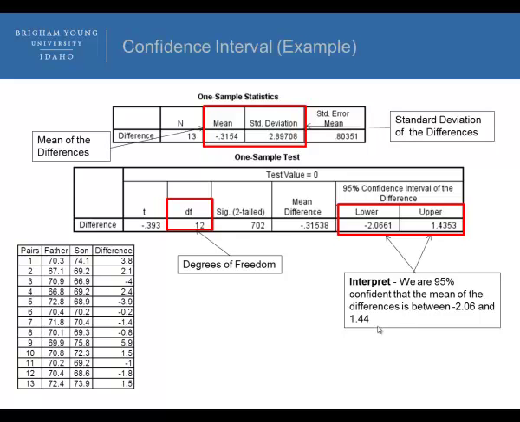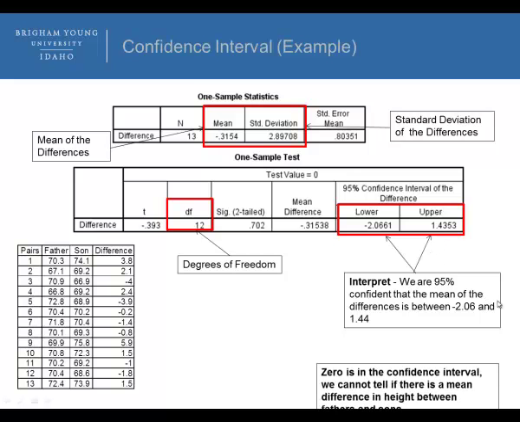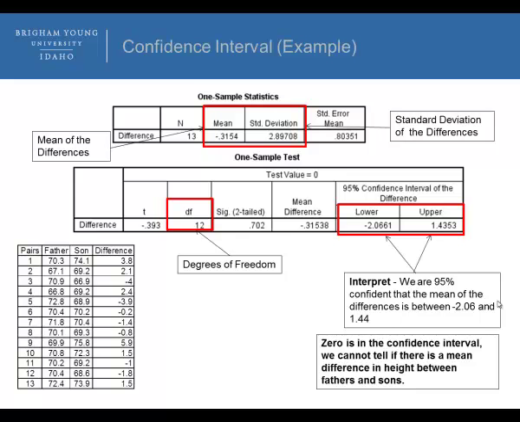So the question is, can we detect a difference? Can we tell if there is a difference between fathers' heights and sons' heights based on our sample of 13? Well, the answer is we can't tell, even though it looks like it's tilted one way. Since it's possible to get a negative difference on average or a positive difference, and 0 is within our confidence interval, we cannot tell if there is a mean difference in heights between fathers and sons.